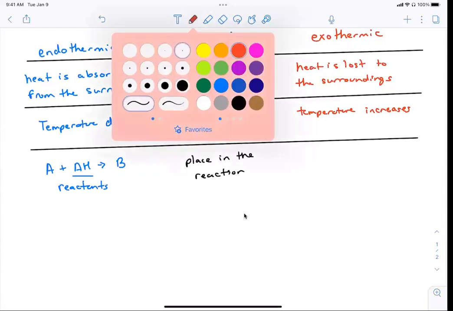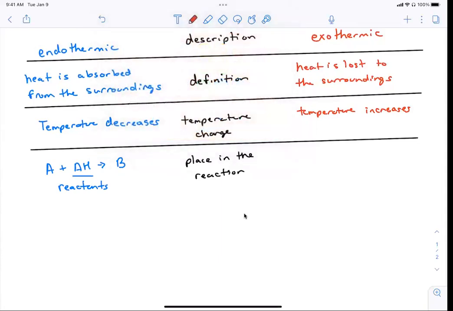Is it a delta or a? Delta. So it's plus delta H? Yes. No, it's a plus delta H. Sorry, I was thinking about the wrong one.